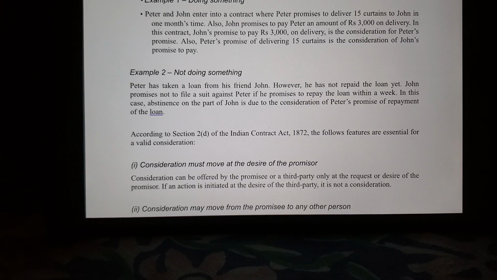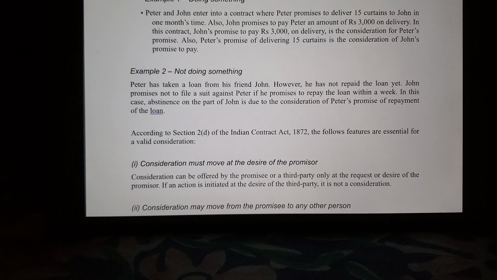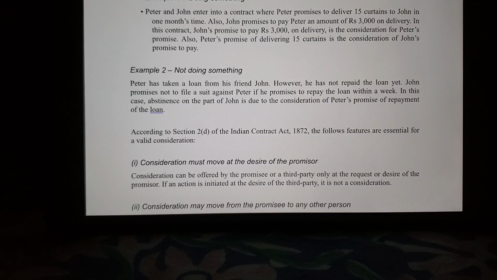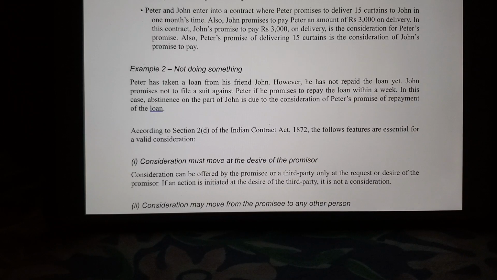According to Section 2(d) of the Indian Contract Act 1872, the following features are essential for a valid consideration. 1. Consideration must move at the desire of the promisor. Consideration can be offered by the promisee or a third party only at the request or desire of the promisor. If an action is initiated at the desire of the third party, it is not a consideration.